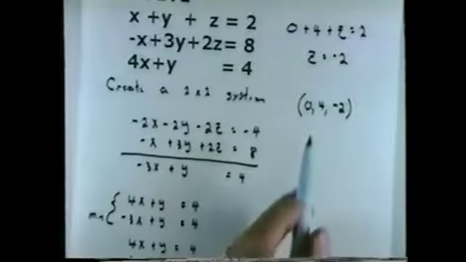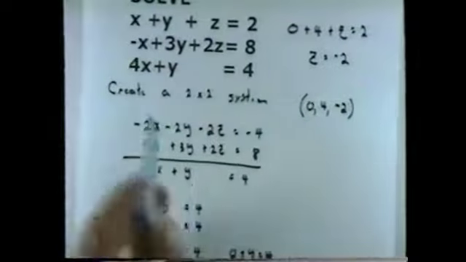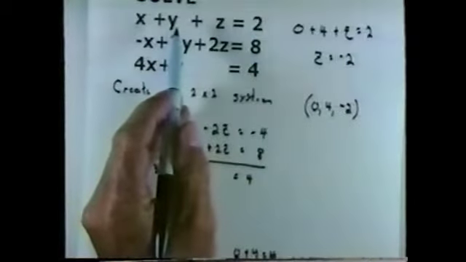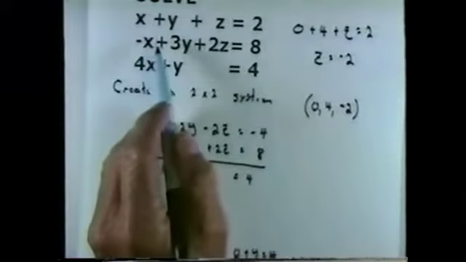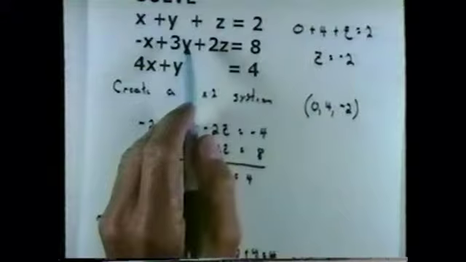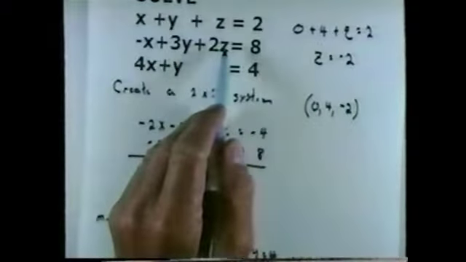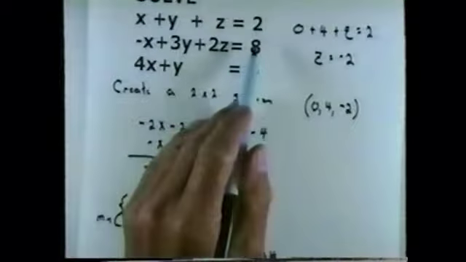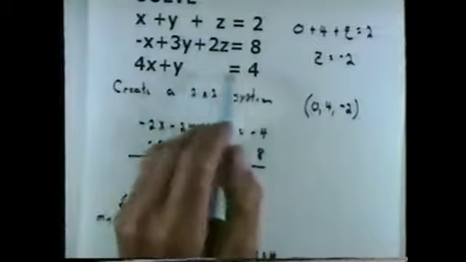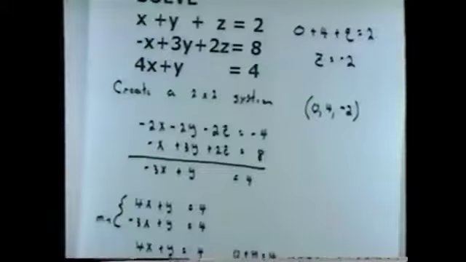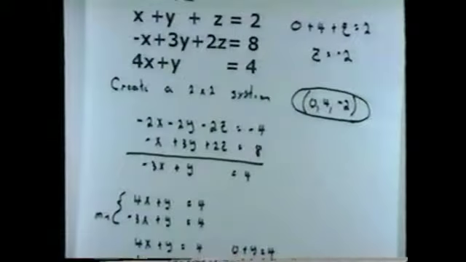Now to check, you have to check into all three equations. Well, 0 plus 4 minus 2 does equal 2. This would be 0. 3 times 4 is 12. Minus 2 times -2 is -4. 12 minus 4 is 8. That one checks. 4 times 0 is 0. Plus 4 is 4. So all three of them check. So we know that this is the solution.